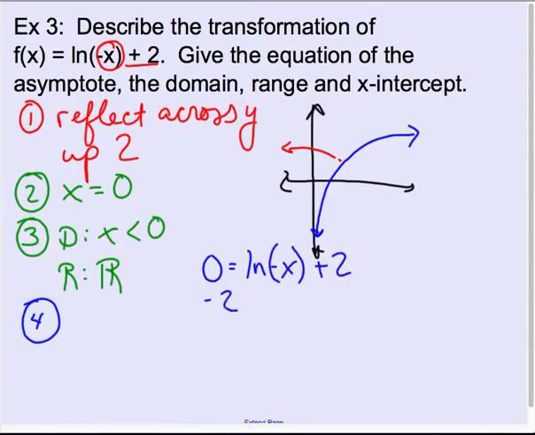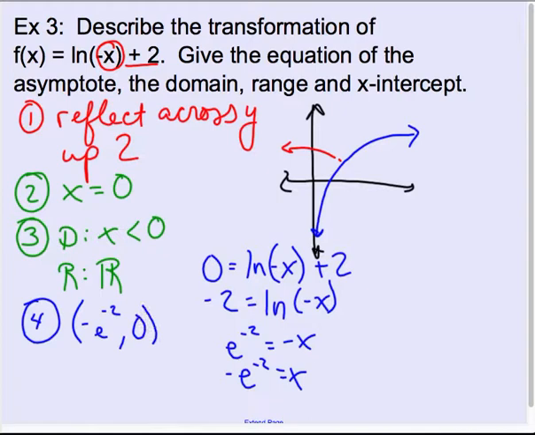Solving, I'm going to subtract 2 from both sides. Using the change of base... the log law, this one's base e, so it's e to the negative 2 equals negative x. And multiplying both sides by negative 1, so my x-intercept is negative e to the negative 2, 0.